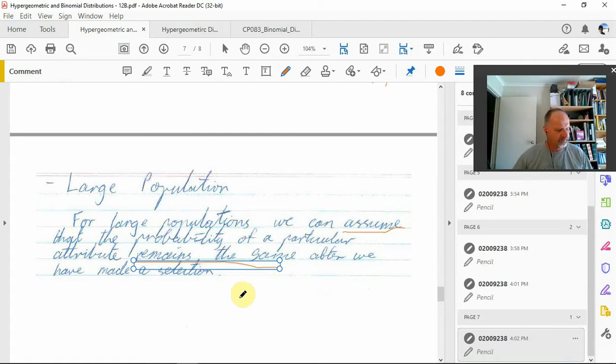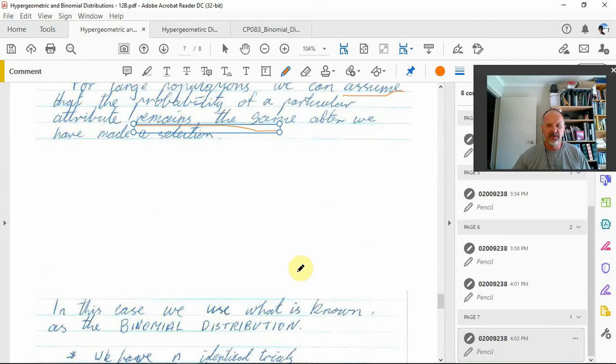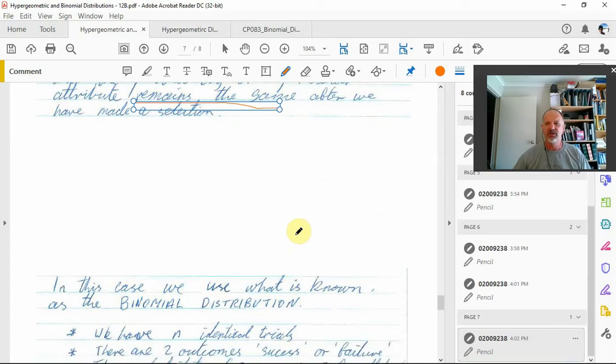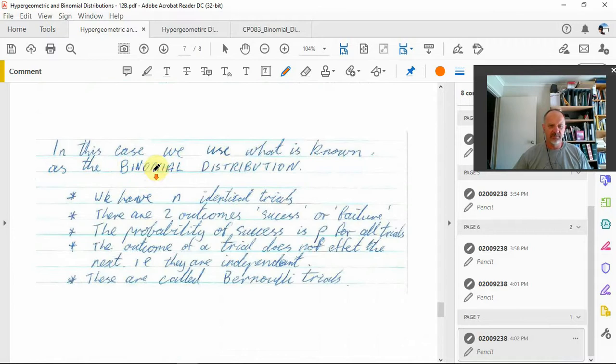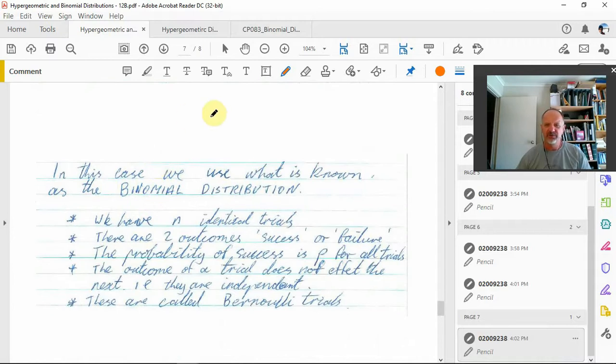All right, so in this case we use what is known as a binomial distribution. So these are the points here, things about a binomial distribution. Big population. First of all, each trial is identical, so there's no change there. Two outcomes, success or failure.